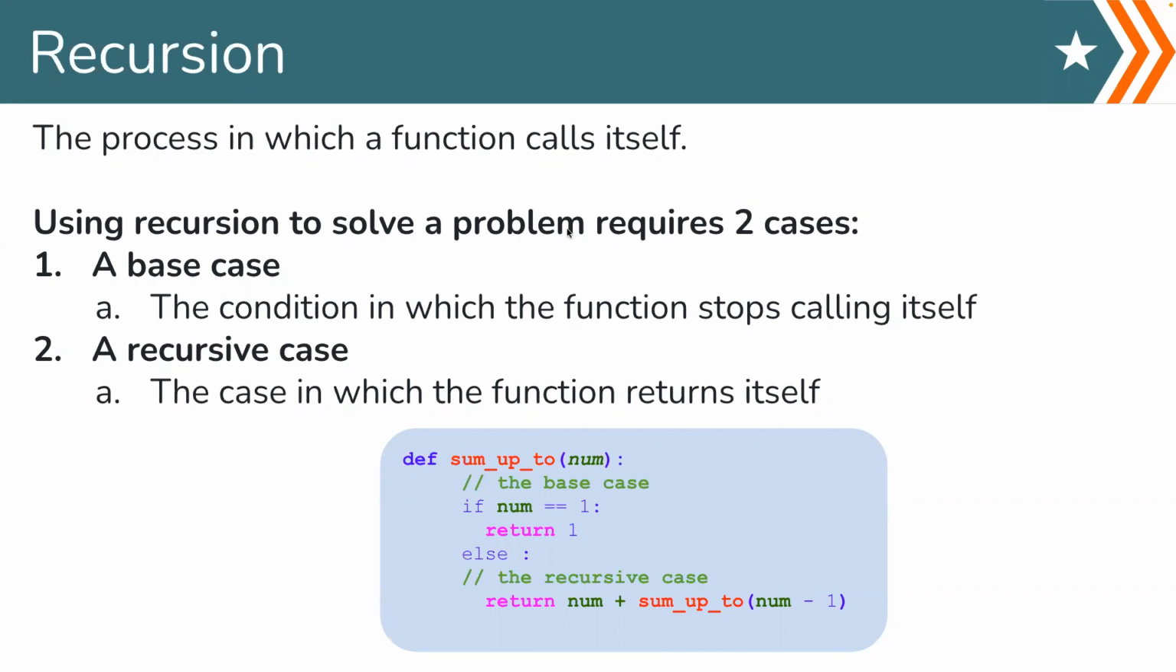Using recursion to solve a problem requires two cases: a base case, the condition in which the function will stop, and a recursive case, the case in which the function will call itself. So here we have the function sum_up_to with a number. The base case is where the number is equal to 1, then it's just going to return 1. Otherwise, it's going to return the number plus sum_up_to of number minus 1.